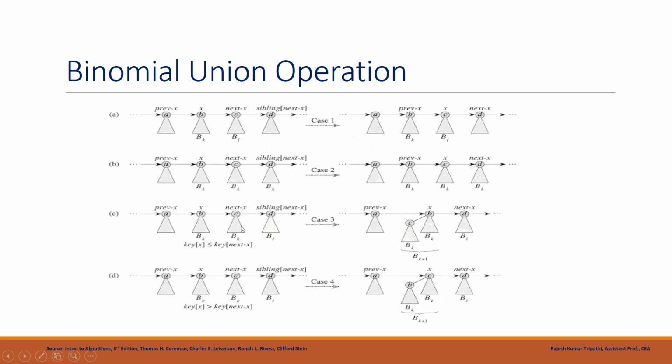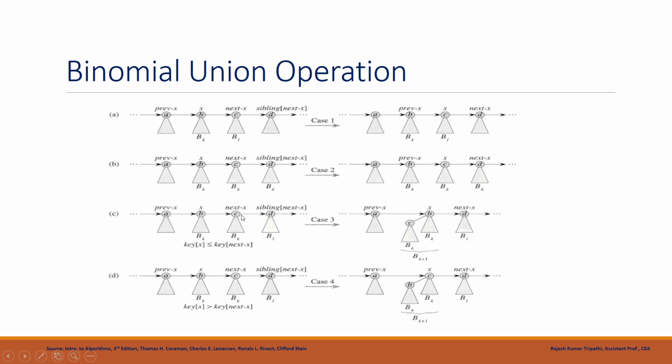Now decision is which one will become child. So greater key will become a left child of the smaller key. So in this situation we are checking key of x is less than or equal to key of next x.